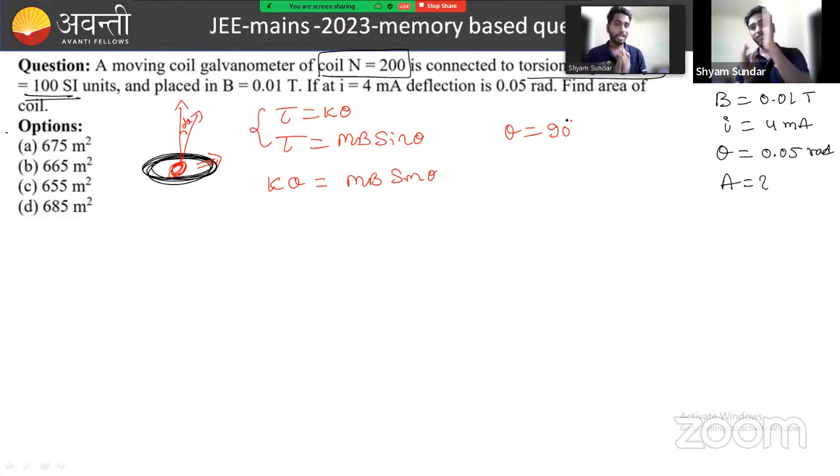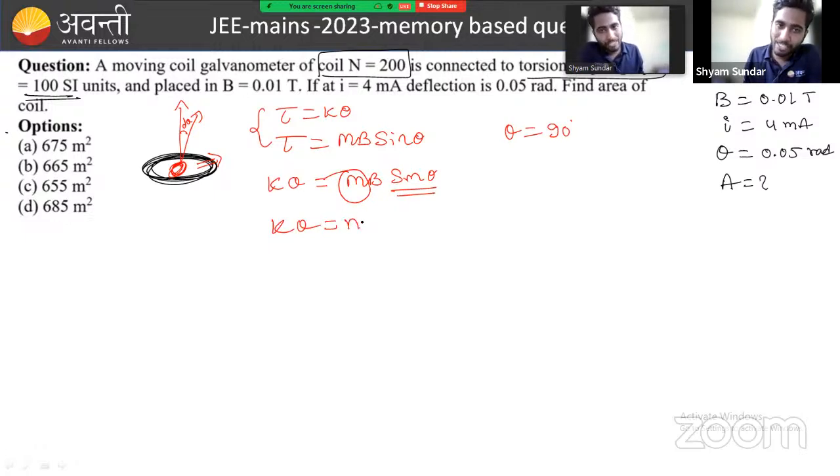And also if the deflection shows some 3 milliamp or 4 milliamps like that, when the current is drawn from the device, it comes to 0 again when the value is 90 degrees. That's why we need to take 90 here. Sin 90 means what? It will be 1.